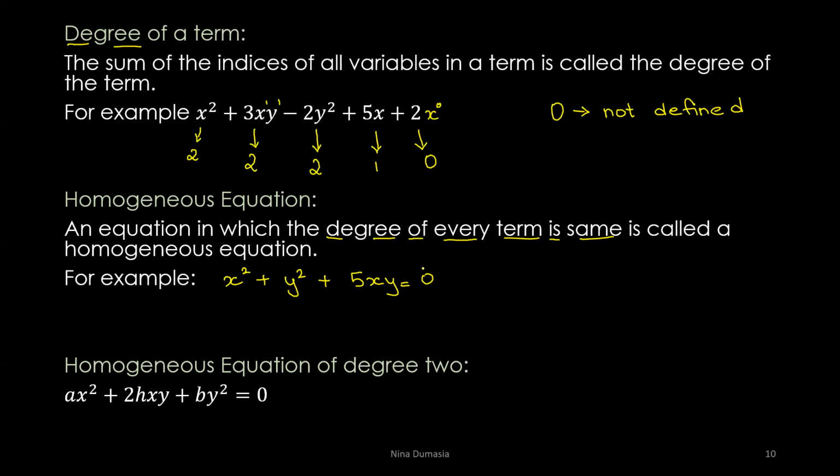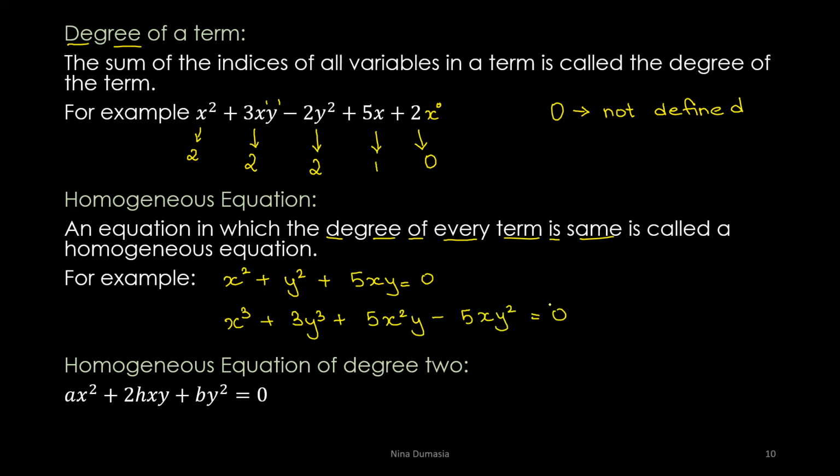Suppose I ask you to write a homogeneous equation of degree 3, so it can be x cube, then it can be 3y cube, it can be plus 5x square into y minus 5xy square is equal to 0. Something like this can be possible.